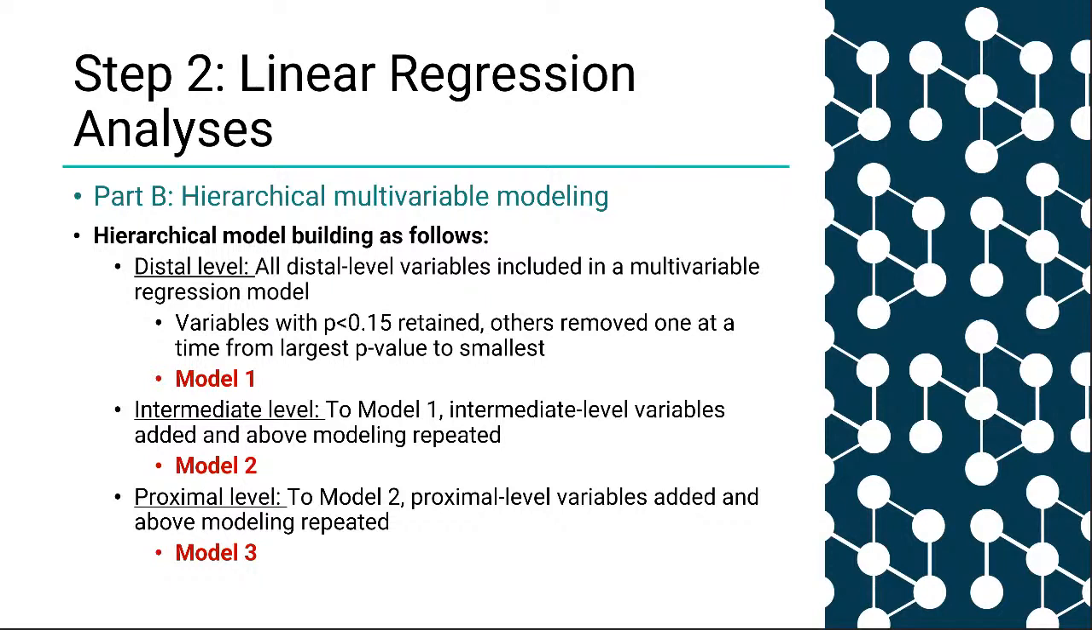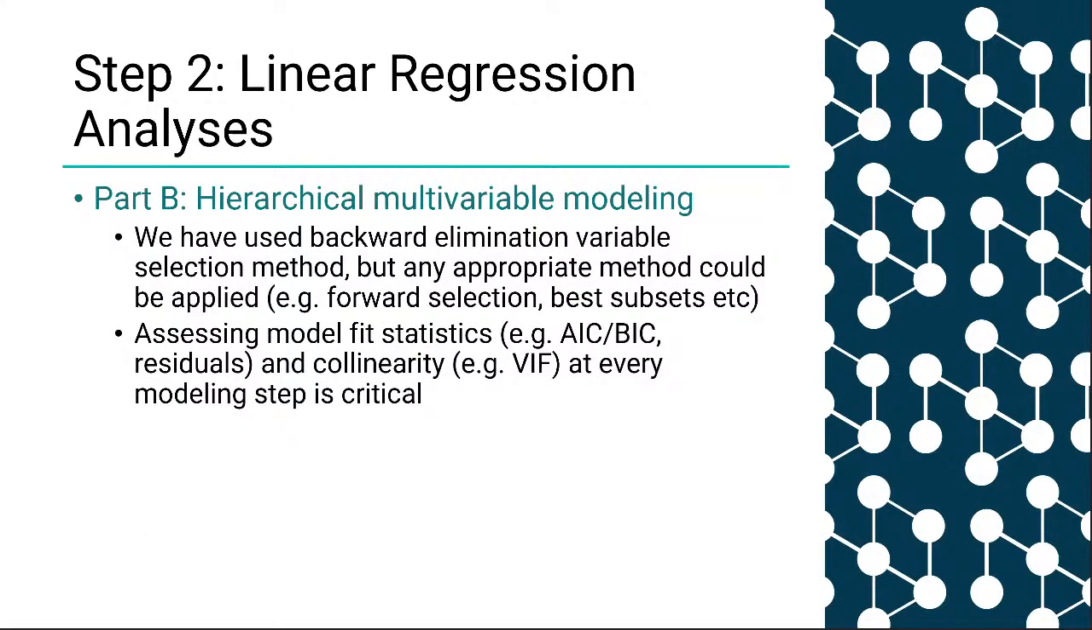This could also be a p-value of less than 0.15, just depending on your sample size. If you think the sample size is too large, it doesn't have to be as liberal as 0.15, but it should be something higher than 0.05. So at each one of these steps, we do the modeling, and by the time we get to model 3, we have the final set of factors at the distal, intermediate, and proximal level that remain as being statistically significant.